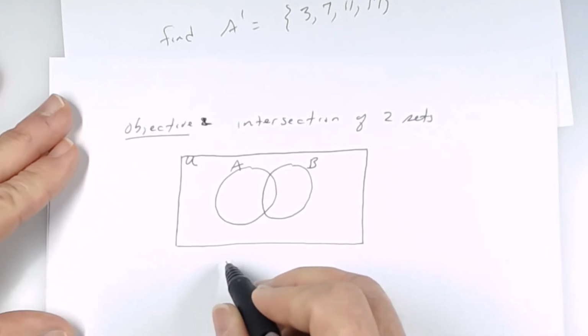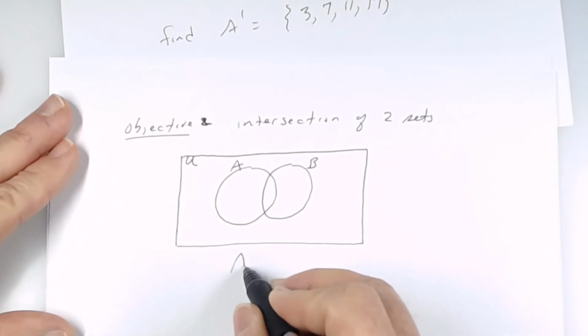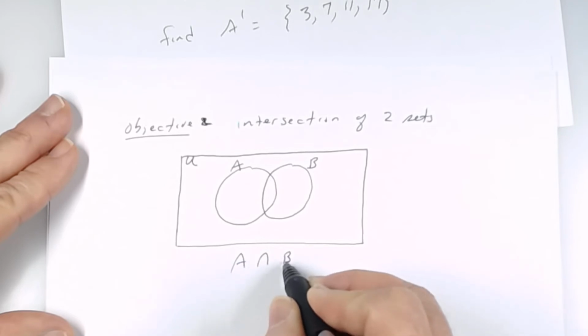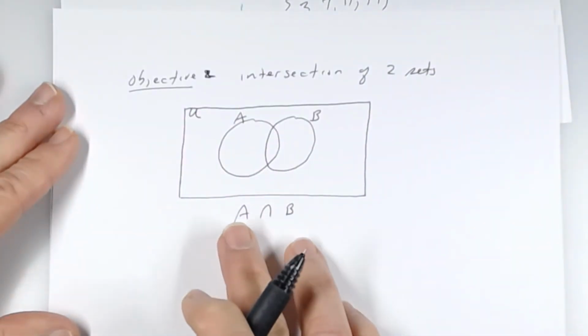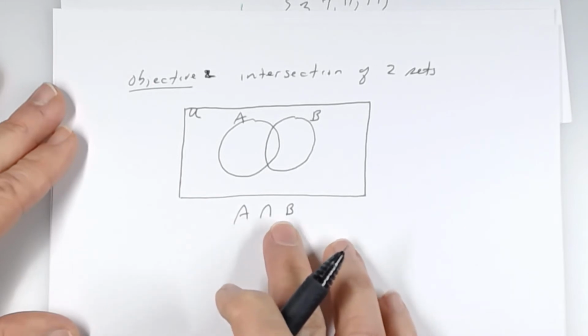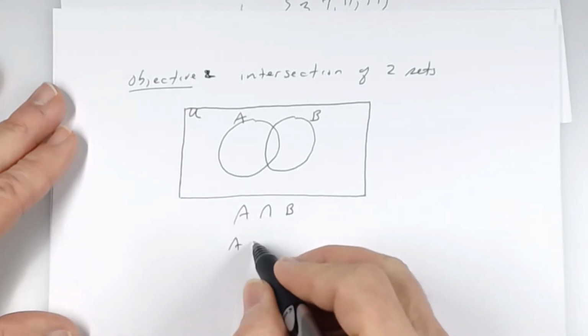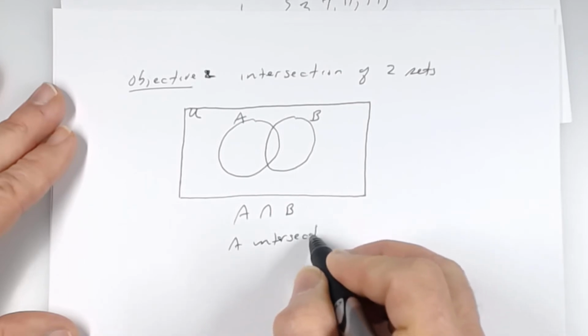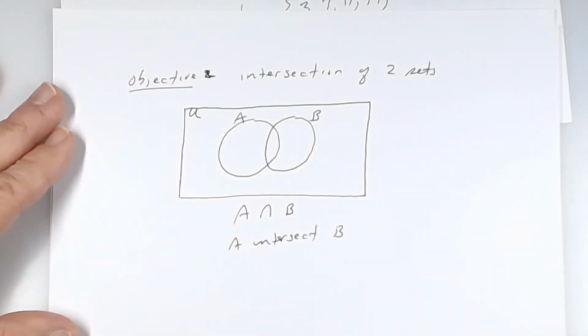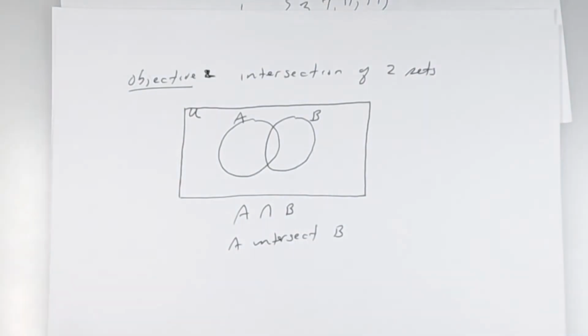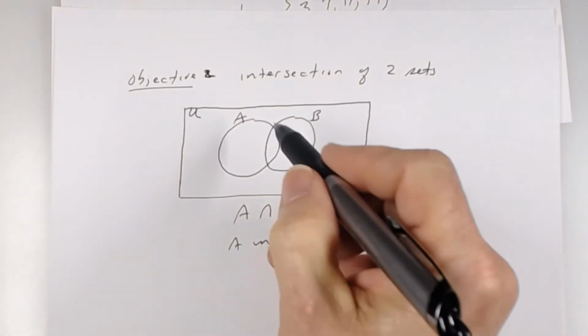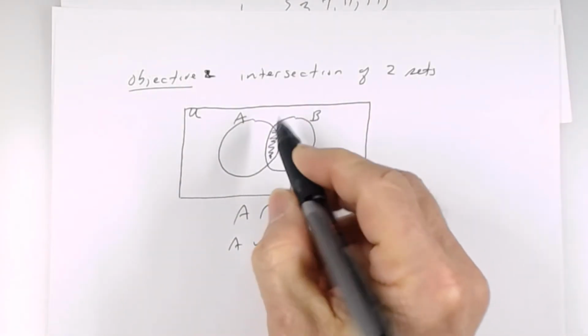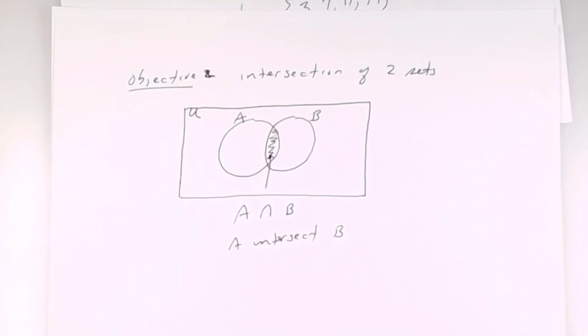The symbol, when I write this right here, looks like an N. That means A intersect B. So in terms of the Venn diagram, what part would I shade to indicate the intersection of A and B? Yeah, the middle, this right here. That indicates A intersect B.